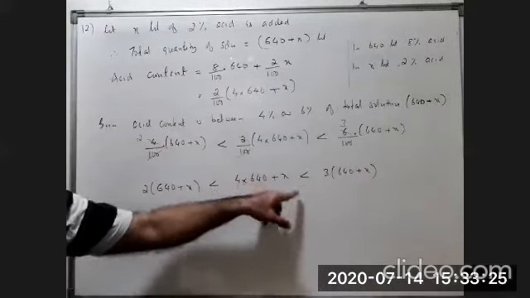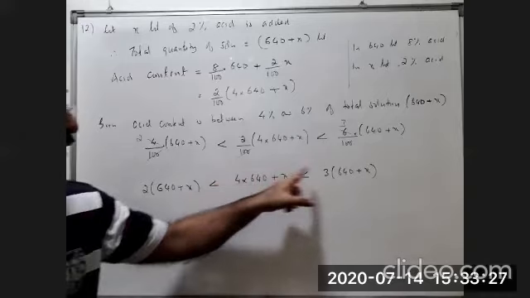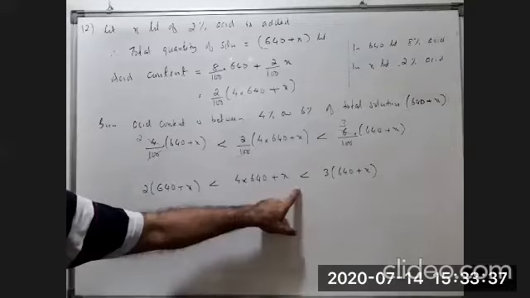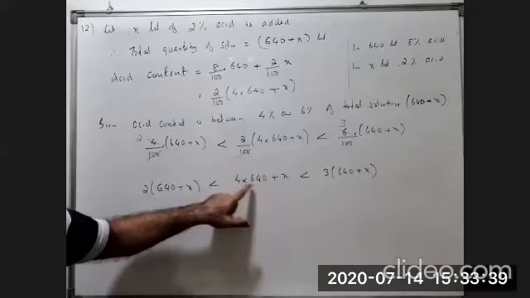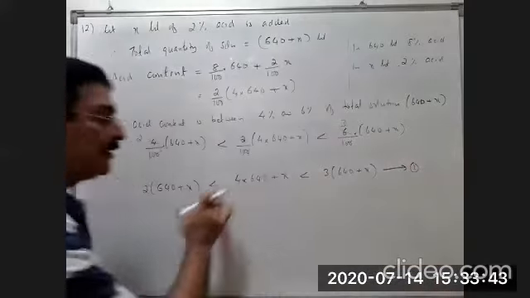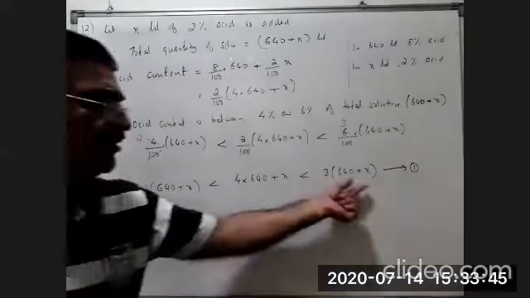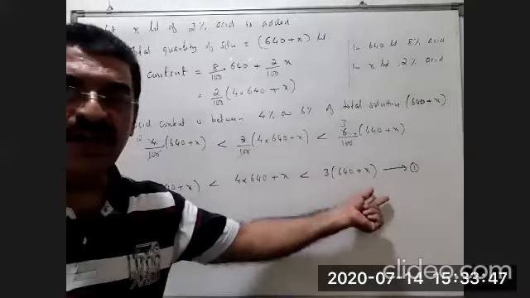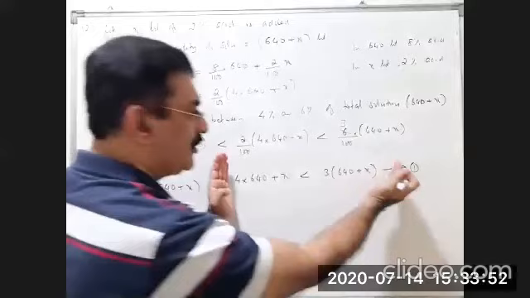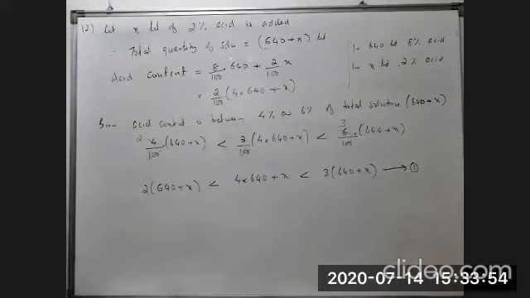If there was a bracket, then we could have cancelled 640 plus X everywhere. But here 640 plus X is not a common factor which can be cancelled. Only 640 is multiplied. Keep this as equation 1. Now take this. We have X at all 3 places. So take it separately. First take this part, solve it, then take this part and solve it. Take it separately and solve it.